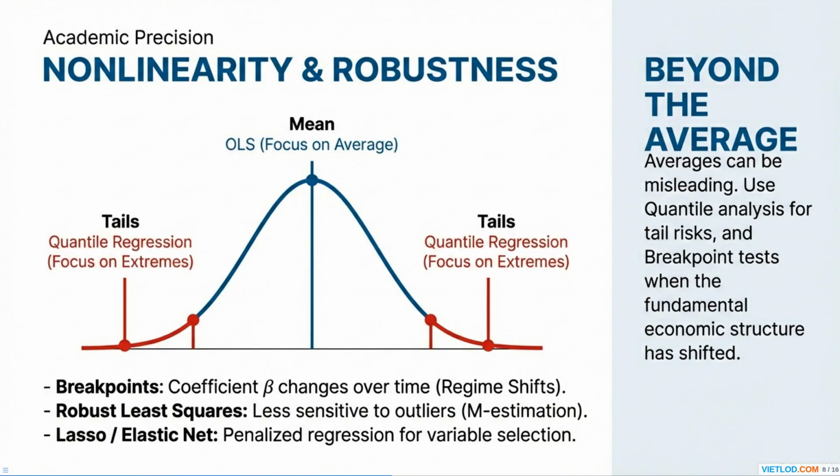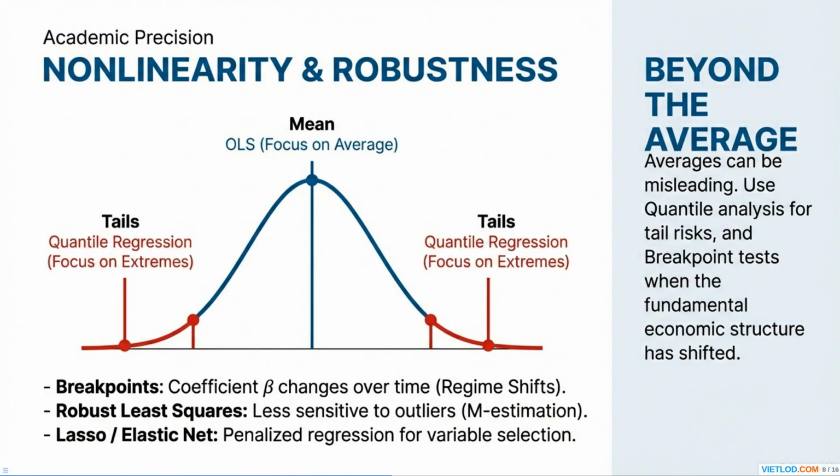Ordinary least squares, or OLS, primarily focuses on the average effect, as depicted by the peak of this distribution. However, in many economic and financial scenarios, the most insightful information lies in the tails, the extremes of the distribution. This is where quantile regression becomes invaluable. Instead of just modeling the mean, it allows us to analyze how an explanatory variable impacts different parts of the outcome variable's distribution, helping us understand tail risks or extreme outcomes.